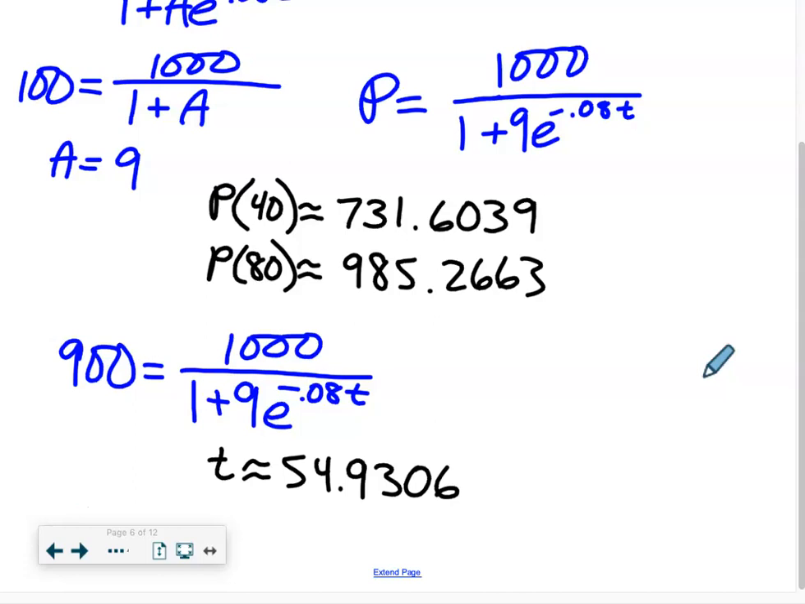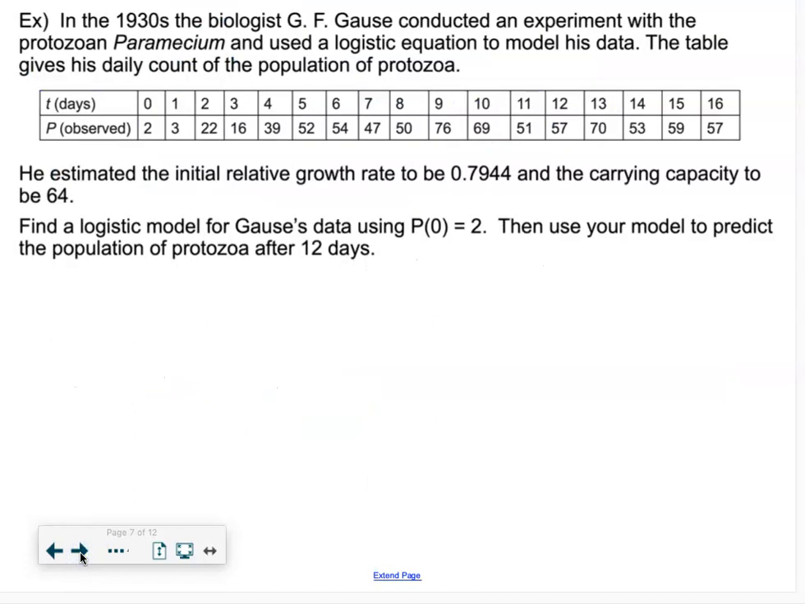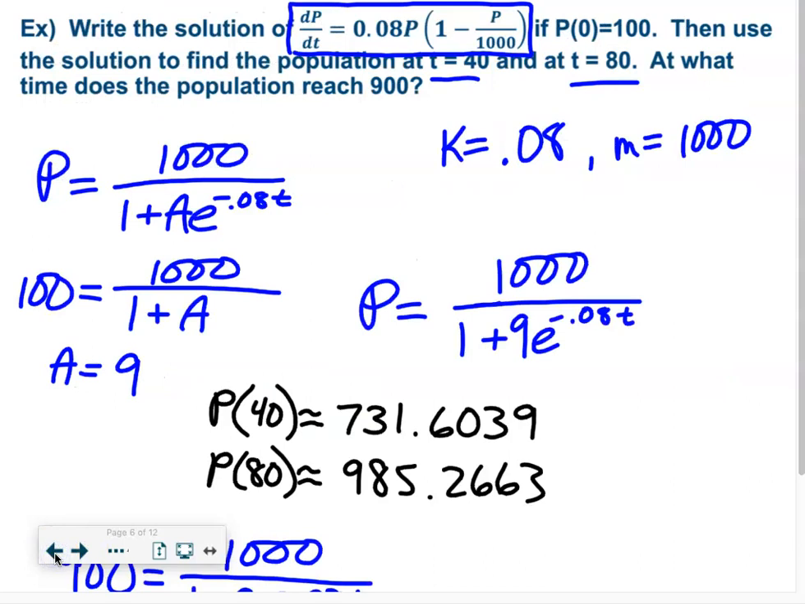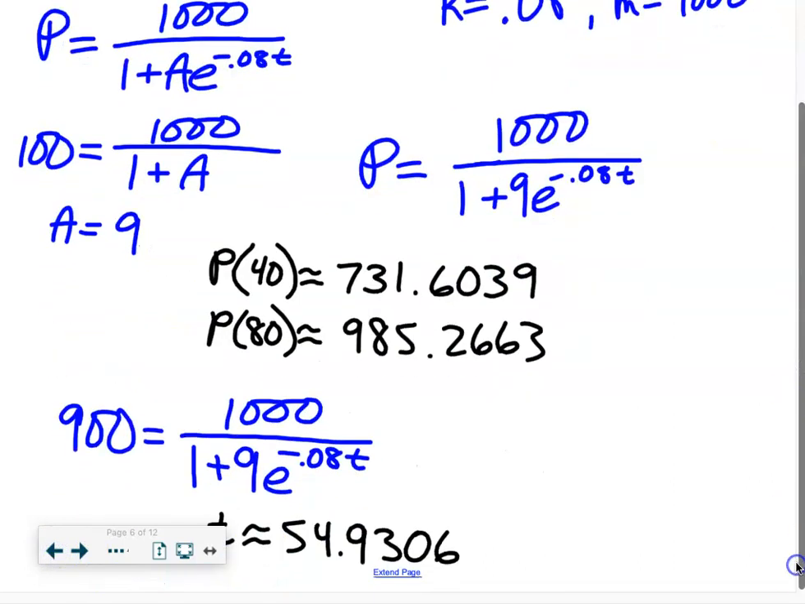Okay. Does anyone need help solving? All good? Okay. Let's move on to the next one. I got 54.930-ish. Is that what you got? Okay.